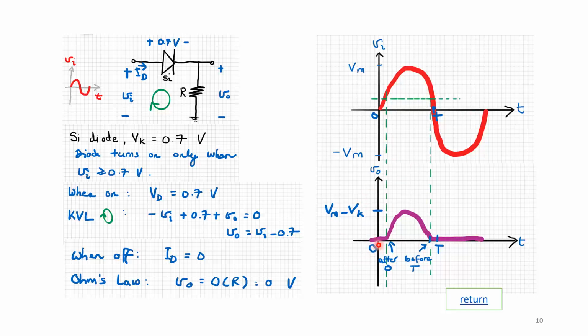At 0.1, 0.2, 0.3 for V in, V out will still be 0 until V in reaches 0.7. Then only V out shows V out equals V in minus 0.7, and then it will reach a maximum value of Vm minus Vk, which is V in minus 0.7, which we got from KVL. Okay, and then it goes down. Right after it passes through 0.7, going below 0.7 again, V out becomes 0.